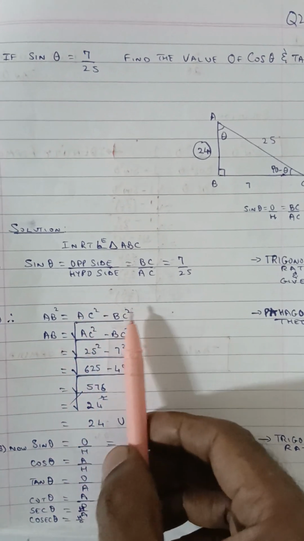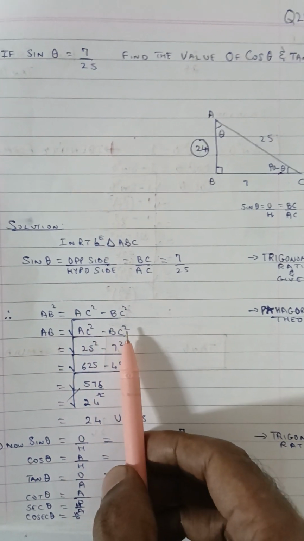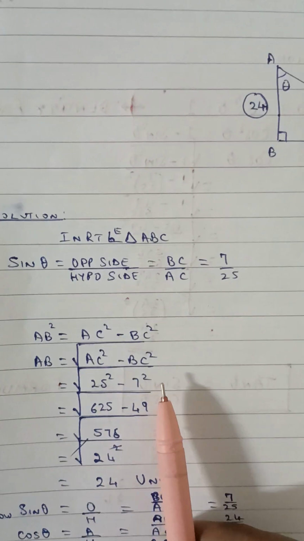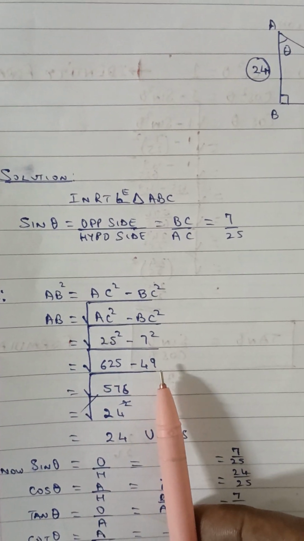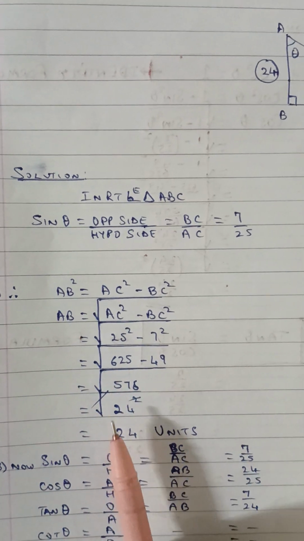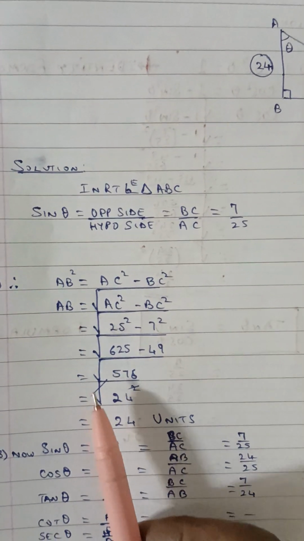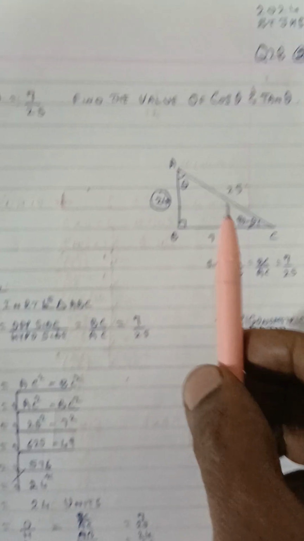AB is equal to square root of AC square minus BC square, that is 25 square minus 7 square, 625 minus 49, 576, root of 576 is 24. Square and square root gets cut, 24 units. So I'll write here 24.